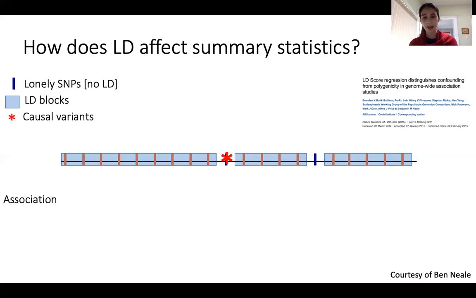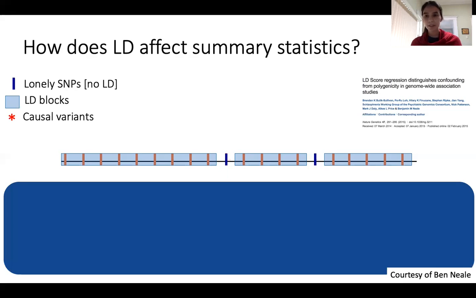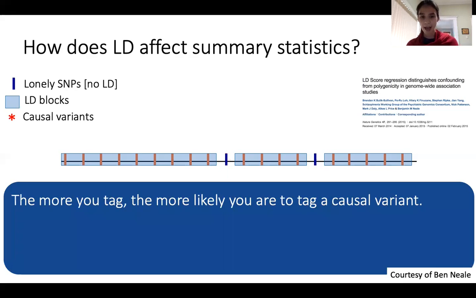On the other hand, if we have a causal signal at one of these lonely SNPs, then the only SNP that's going to show association is the causal SNP itself. And so one way to summarize this is the more you tag, the more likely you are to tag a causal variant. In order for one of the SNPs in an LD block to show association, it could be causal, or any of the other SNPs in that LD block could also be causal. On the other hand, for one of these lonely SNPs to show an association, that SNP itself has to be the one that's causal.